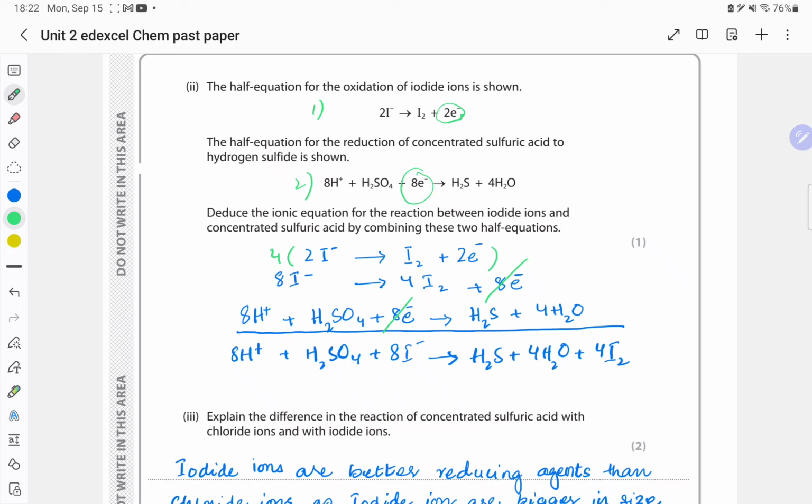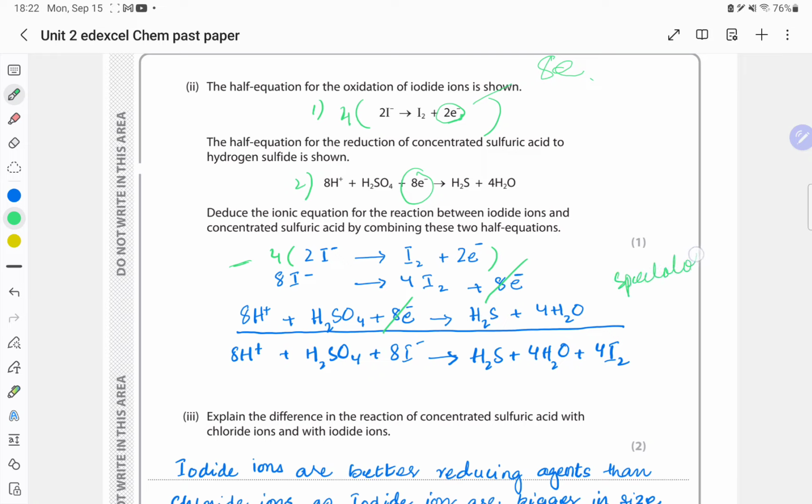In order to balance the equation, we are going to multiply this whole equation by 4 because we want to make it 8 electrons, right? So in order to do that, we have multiplied over here. You can see the equation is being multiplied by 4. So we have got 8 iodide ions, 4 iodine and 8 electrons. And you know that if the same species are present on both sides of the equation, that means on the reactant side and on the product side, those are called spectator ions.